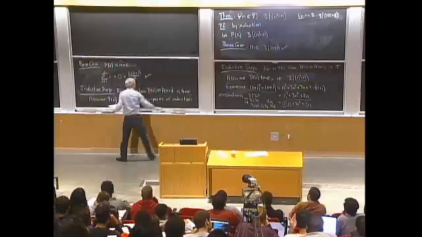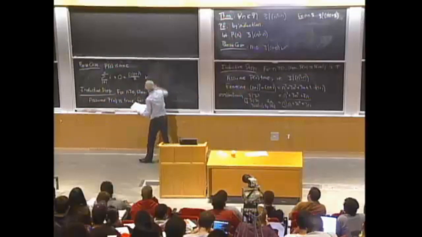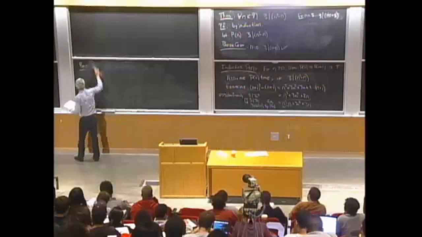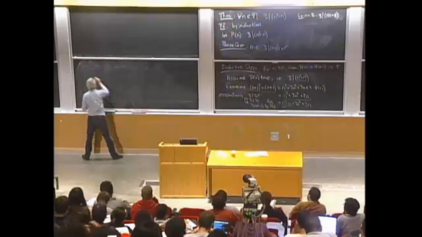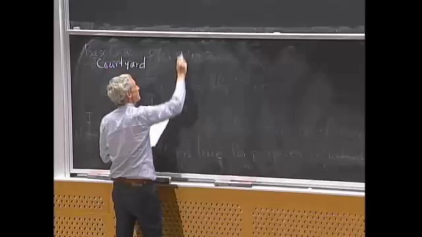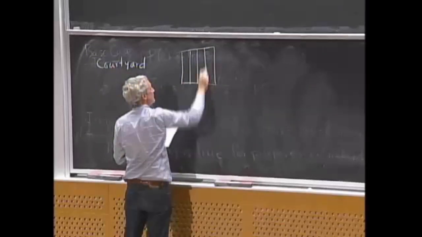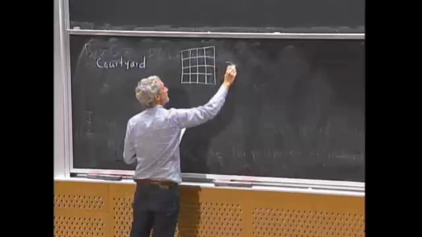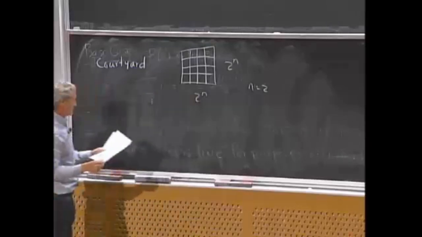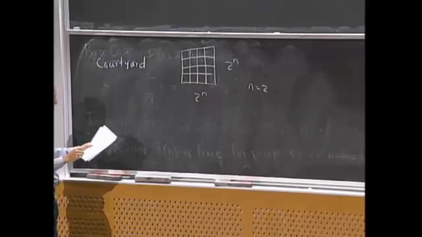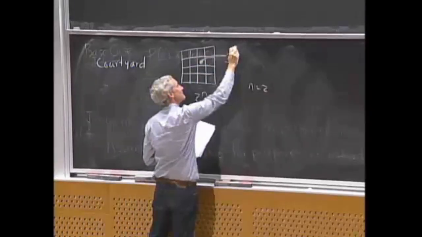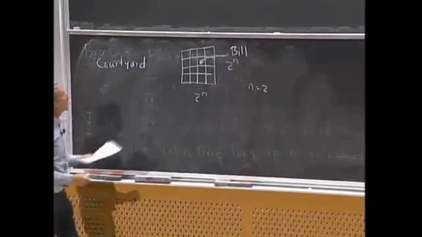draw this. So the courtyard, and of course, it's computer science, so it has to be a power of 2. So it's 2 to the n by 2 to the n. And I've drawn here the case n equals 2. And we've got to get the statue of the wealthy guy in the middle. And I'm not supposed to reveal his name, so we're just going to call him Bill. All right, so Bill's got to go in the center.